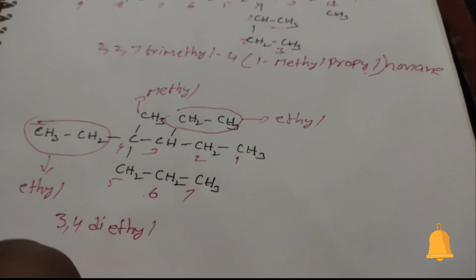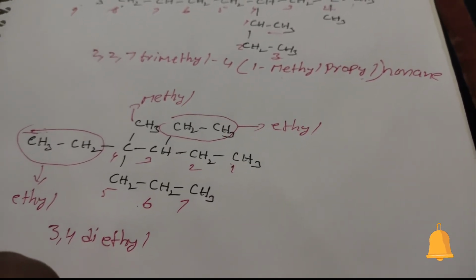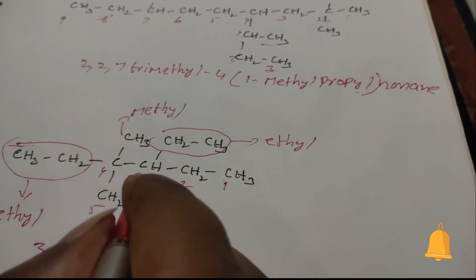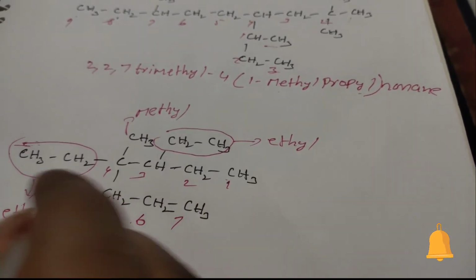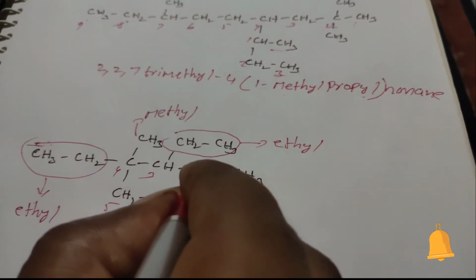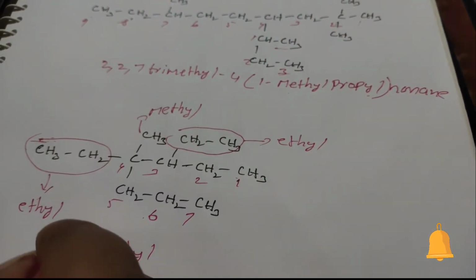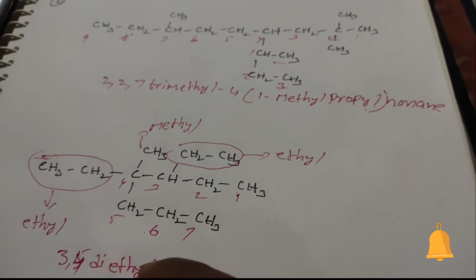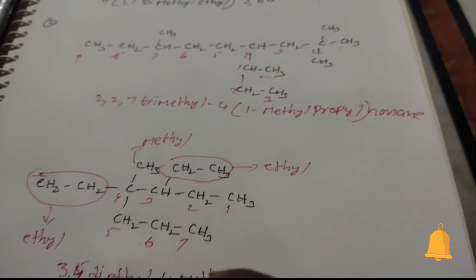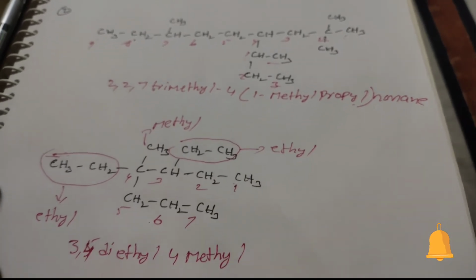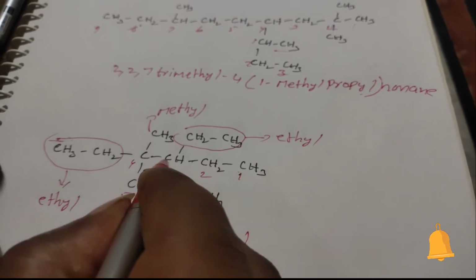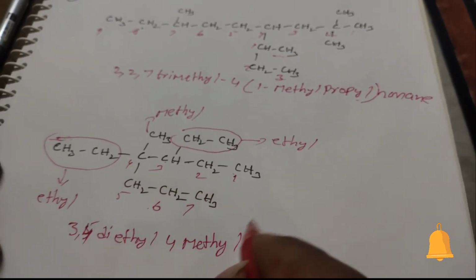3, 4, diethyl. Sorry, 3, 5. It's the fifth position. 3, 5. Okay, 3, 4 diethyl, and 4 methyl. The total number of carbons present in the given chain is 1, 2, 3, 4, 5, 6, 7. So that is hept.